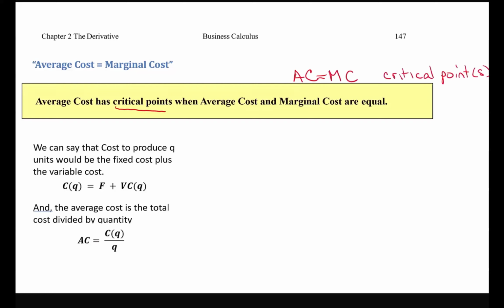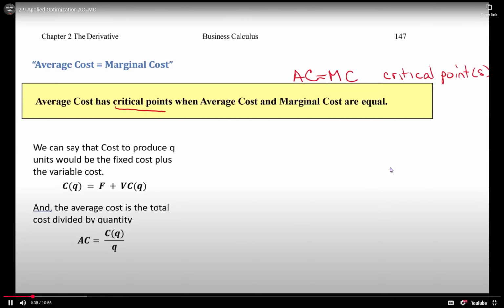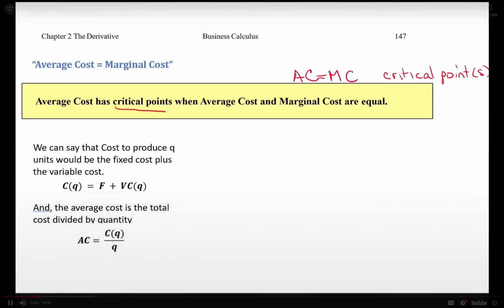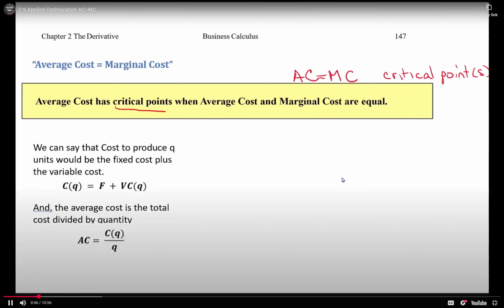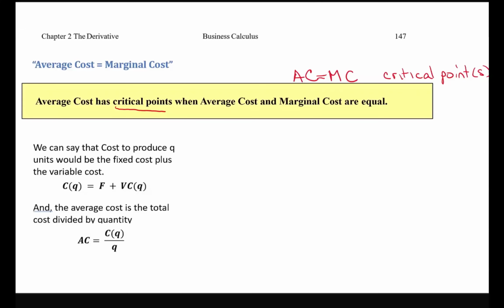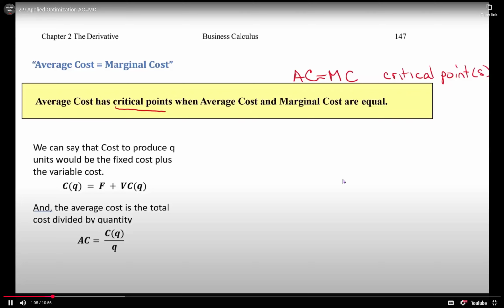We can say that the cost to produce Q units would be the fixed cost plus the variable cost, which is true. If you have rent and things that are always fixed, we have to add those in. And then the variable cost is as things change, like my payroll might be different this week if I had some people working overtime. And the average cost is equal to the total cost divided by quantity. That's what average means. It means the total of everything divided by how many things you have. Marginal cost is basically the derivative.